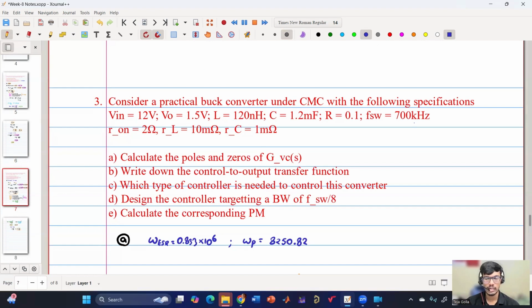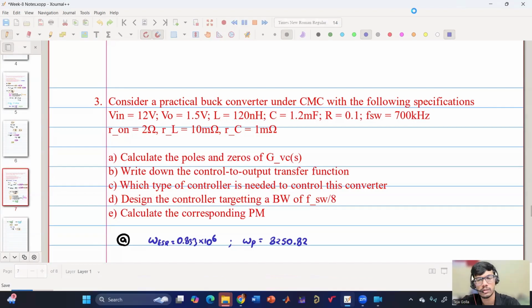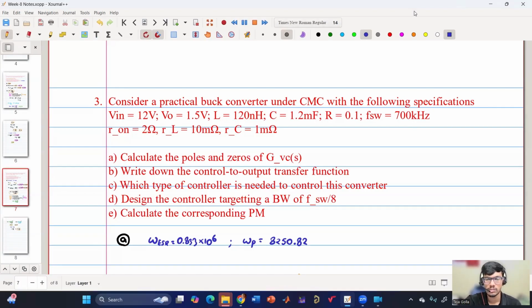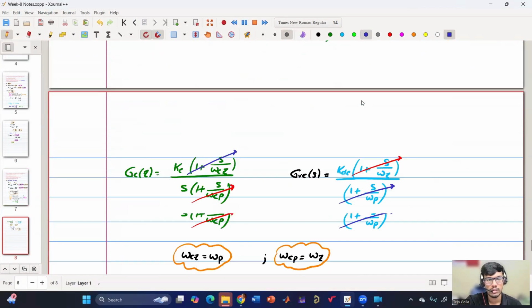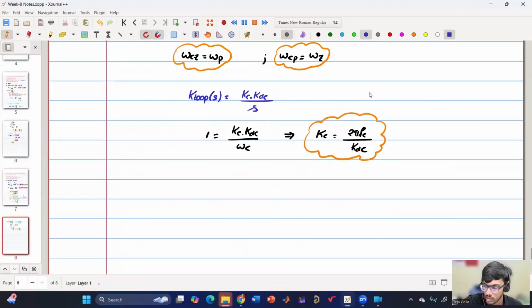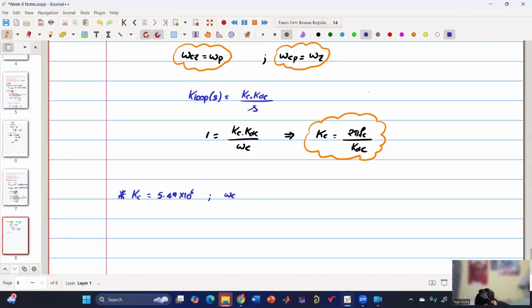So has anyone calculated? Kc is 5.49 into 10 power 6. Right. Kc is 5.49 into 10 power 6. Okay, and omega CZ and omega CP.